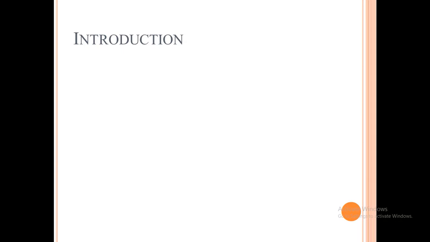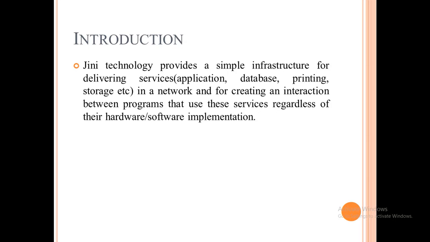So first of all, before discussing in brief how Jini technology works, we have to know what actually Jini is. The word Jini means the genie. It's pronounced like genie. It's called the Apache River, and it's a network architecture for the construction of a distributed system. In the network, for delivering the services, Jini provides a simple infrastructure for creating spontaneous interactions between the programs regardless of the hardware and software implementations.